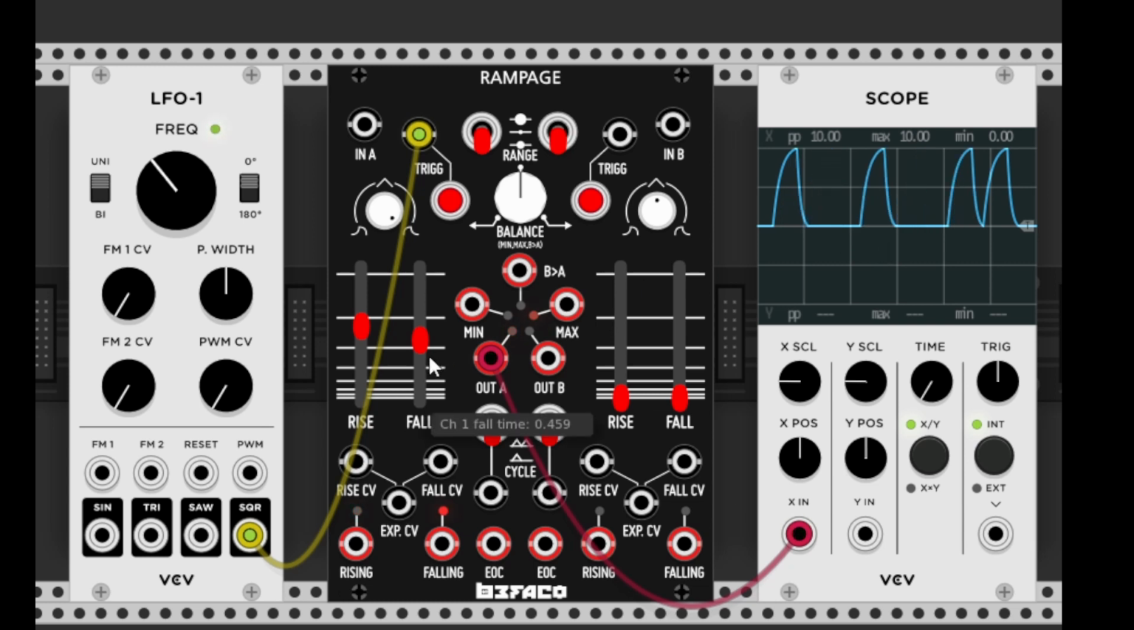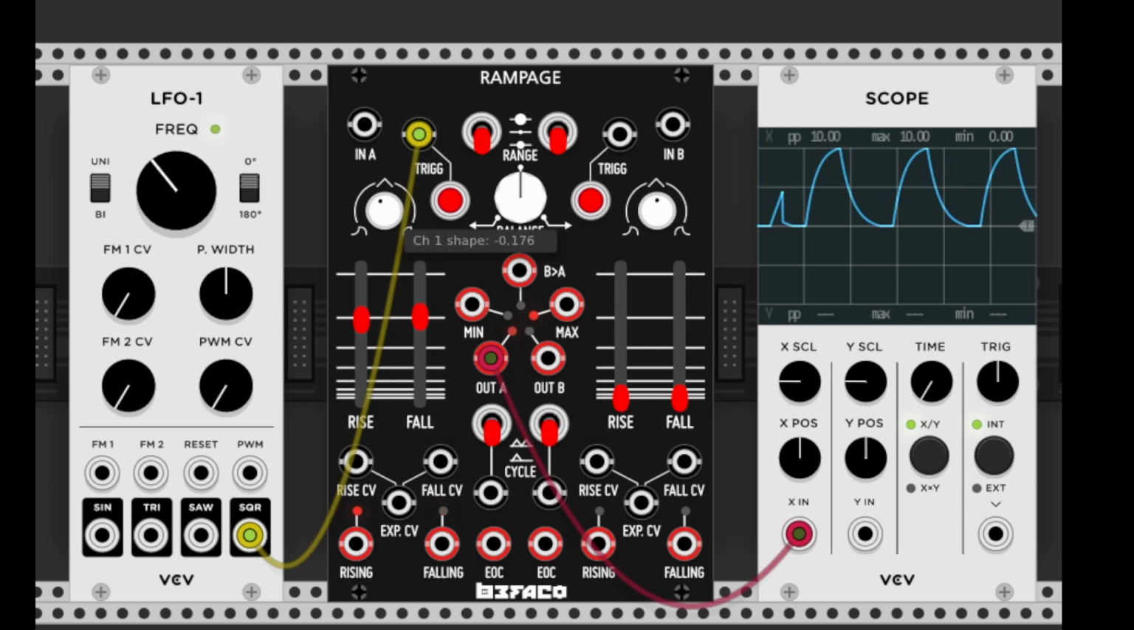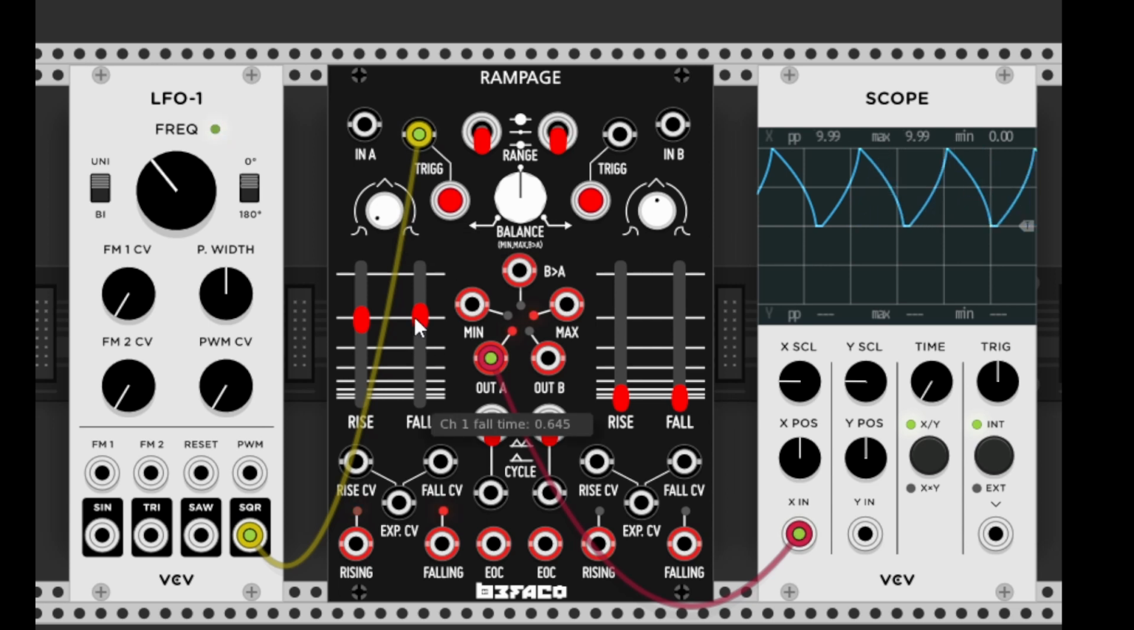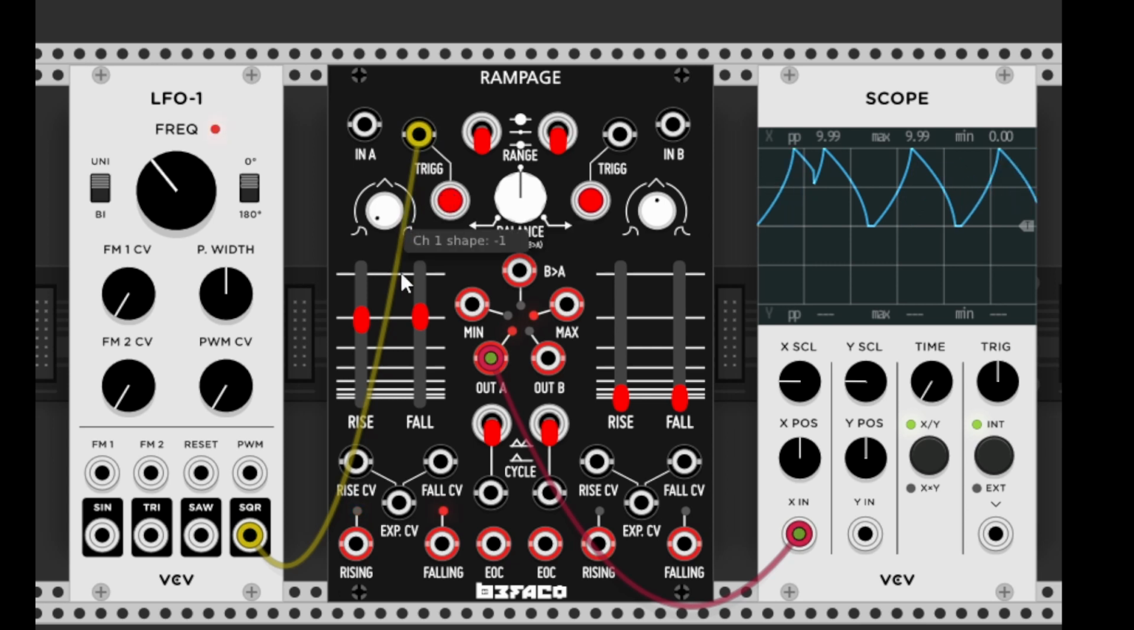Let me change the fall time. So, even increase the rise time. No, it's too much. Let's say this way, and then we can see the difference better. Now again linear, and now again exponential. All right, so we have the range, we have external and manual trigger, we have the characteristic, we have rise and fall settings. Let's have a look at the outputs.